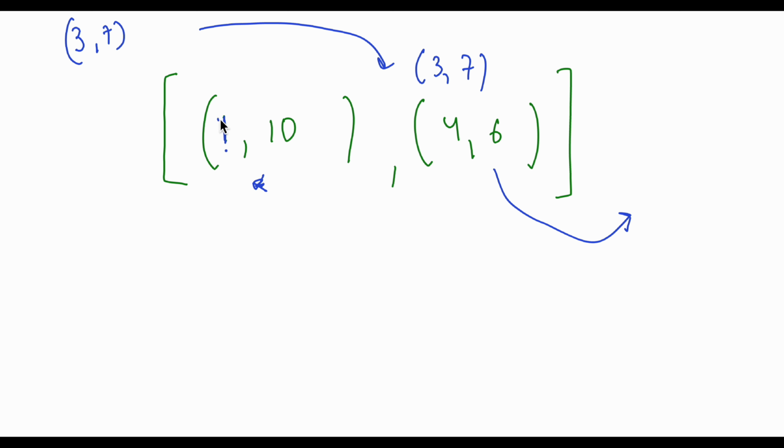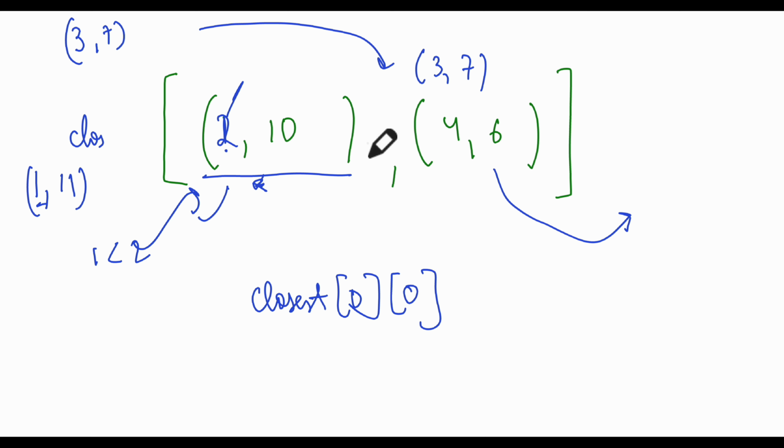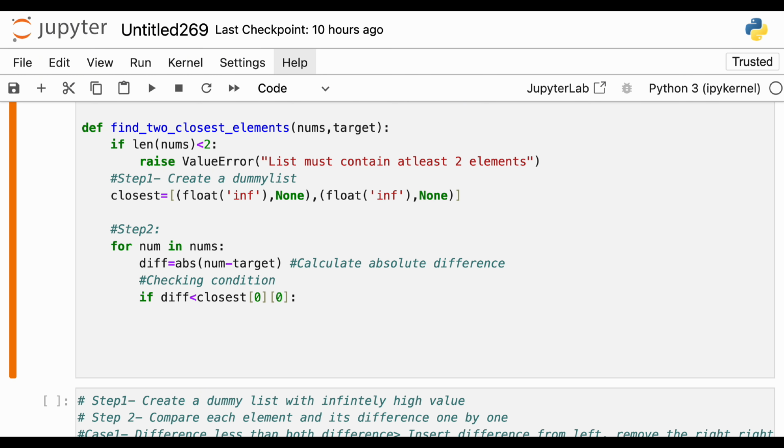Right now, for example, let's say this was 2, 10 and 4, 6. Now let us say a new number comes in with difference 1 and value 11. Now this 1 is less than 2, it is less than 4, so it will enter here. I'm writing down this particular condition. So how to write it? Let's say this is the list closest. If you do closest 0, it will give you 2 10. Now if you have to compare with 2, you will write another 0. So this is what I'm going to do here: closest 0, 0.